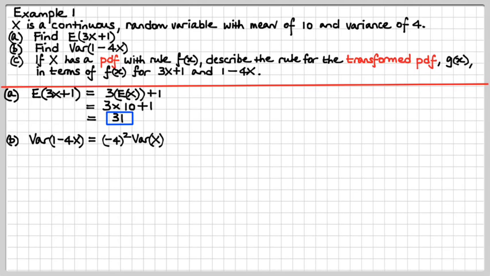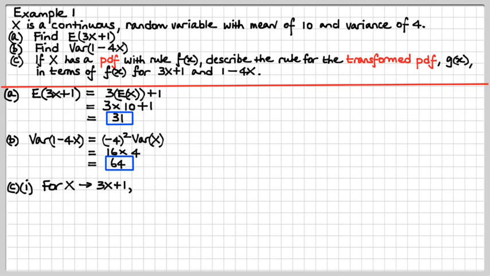Now, the variance of that. Well, we know that the coefficient of the x term is -4, so that's like the a term. The 1 is like the b term. So we know that the variance of that is going to be a squared times the variance of x. Now, if a is -4, -4 squared is 16. And 16 times the variance of x, which was 4, is 64. And that's your answer. So that stuff is really, really easy.